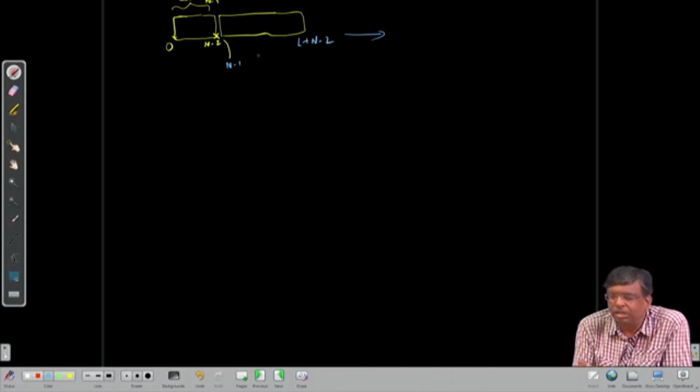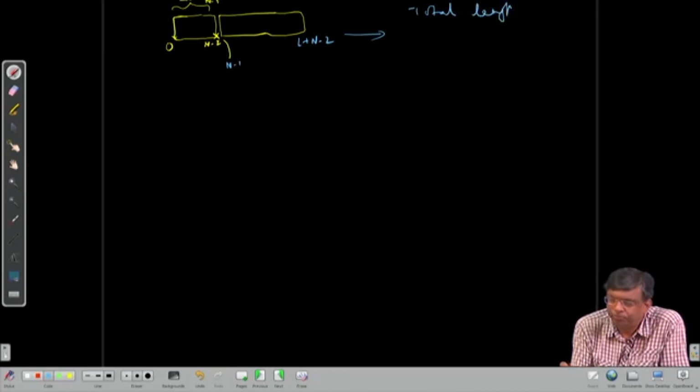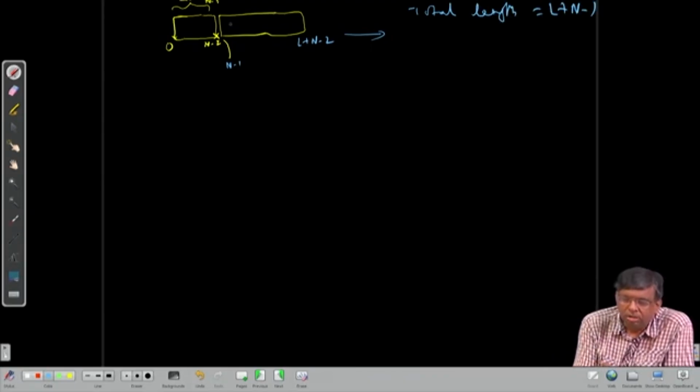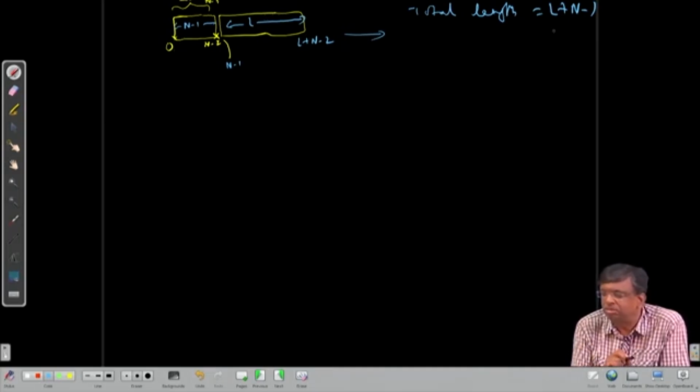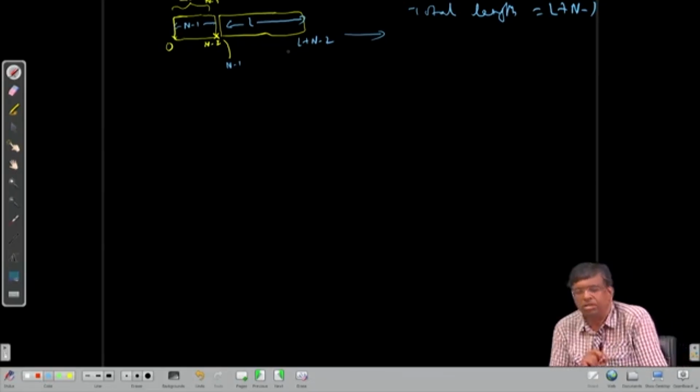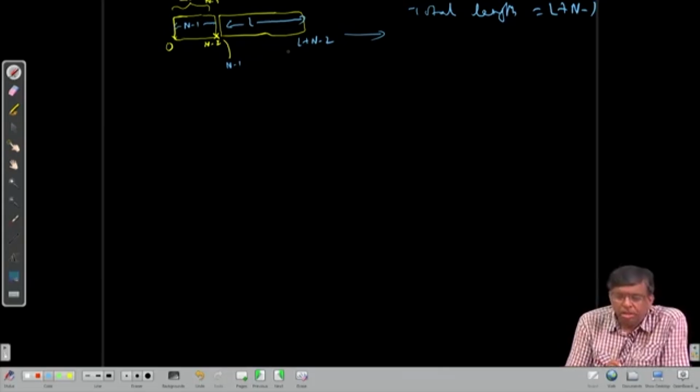Then only total length is total length, this much is L, isn't it? And this much is n minus 1. Total length is L plus n minus 1. So, if you start at 0 and go to the right, extreme right point will be L plus n minus 2. Then only total length is L plus n minus 1, because you are counting from 0. So, this is the block we are considering. Okay.